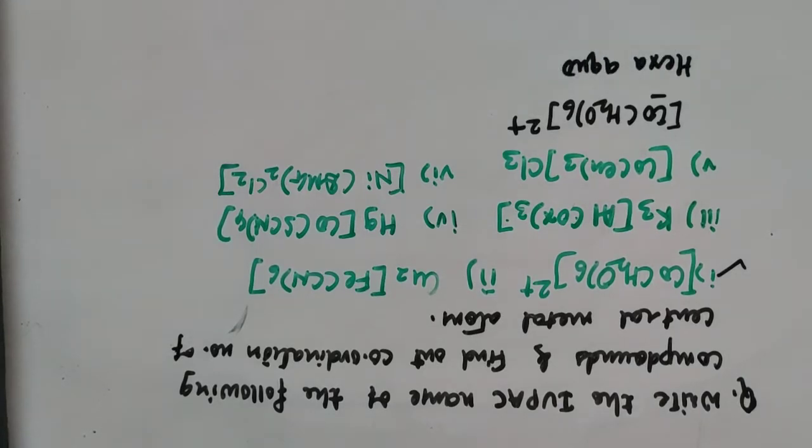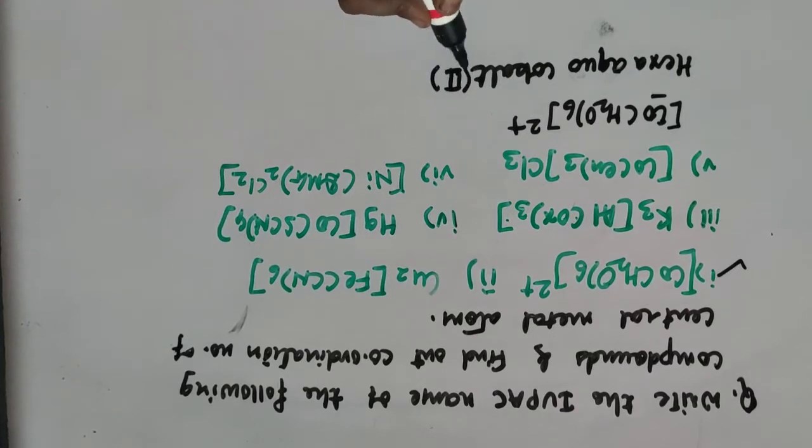aqua, then cobalt. Now what is the oxidation state of cobalt? H2O is neutral, so the oxidation state is 2, the charge on the sphere, enclosed in parenthesis. So this is the name of the ion, hexaaquacobalt(II) ion.